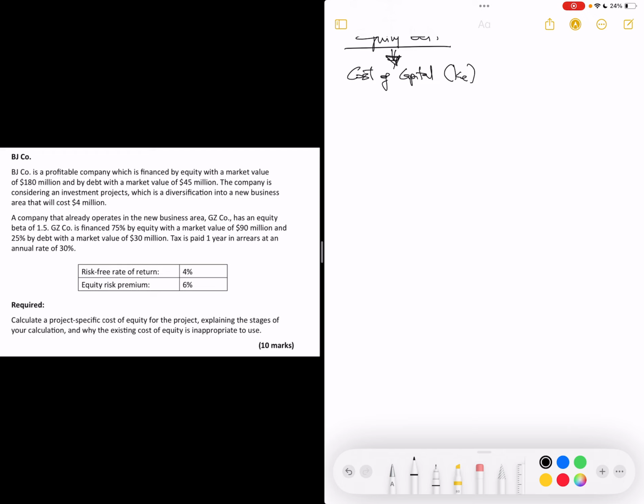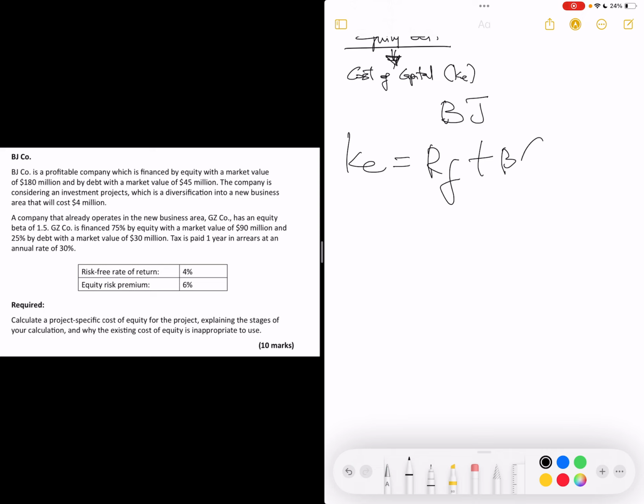To calculate the cost of equity for this project, remember I want to do BJCO now. Cost of equity is CAPM, and we're going to use this formula: RF plus beta into (RM minus RF). Now, we need to use the appropriate beta. The equity premium is 6%. They've given us that. The RF is 4%. They've given us that. So where the work is, is using the appropriate beta.